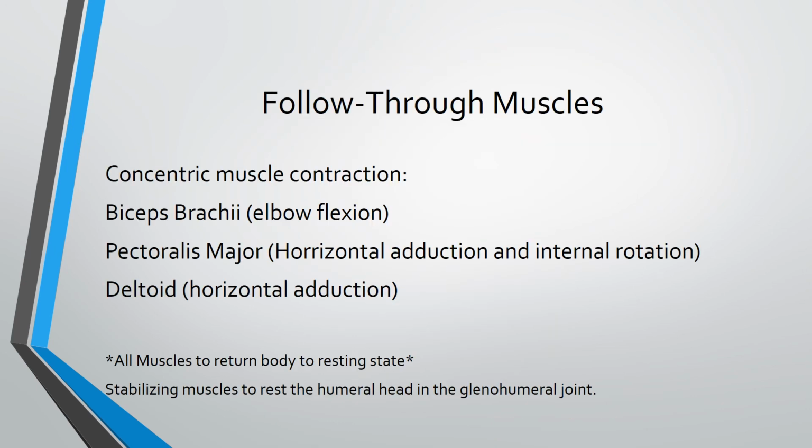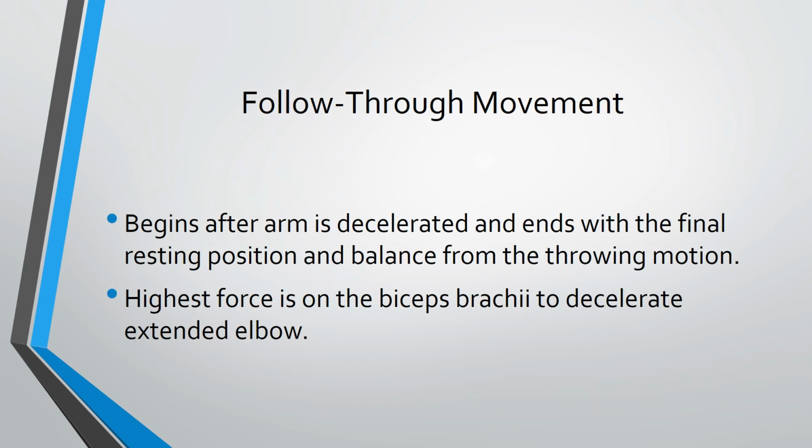The follow-through muscles concentrically contract to bring the throwing arm to its final position. The biceps brachii flexes the elbow. The pectoralis major horizontally adducts and internally rotates the shoulder, and the deltoid horizontally adducts the shoulder. All muscles are also required to bring the body to the resting state of its original position, and all muscles also stabilize the humeral head and the glenohumeral joint.